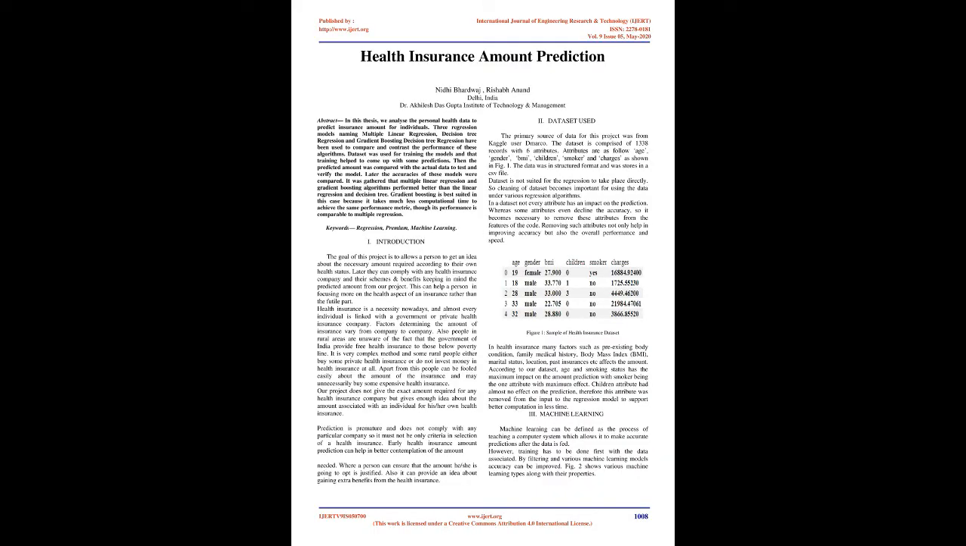Health insurance amount prediction. Abstract. In this thesis, we analyze personal health data to predict the insurance amount for individuals. Three regression models, namely multiple linear regression, decision tree regression, and gradient boosting decision tree regression, have been used to compare and contrast the performance of these algorithms.